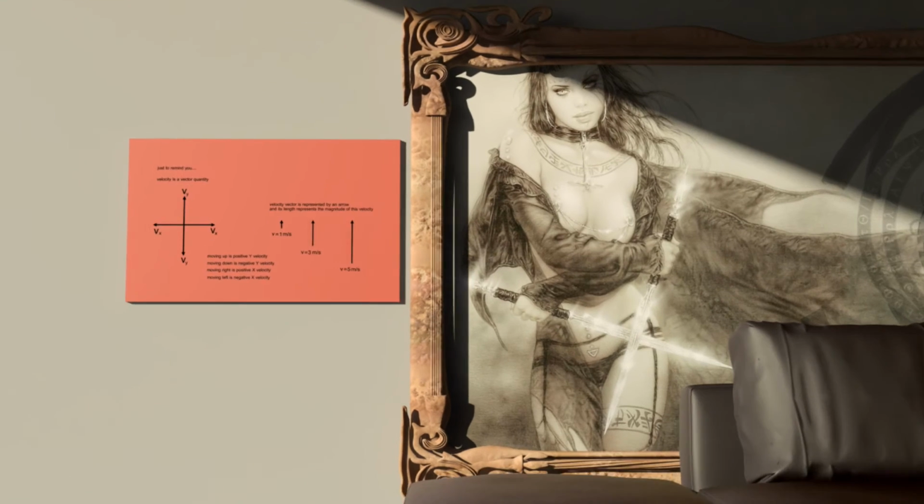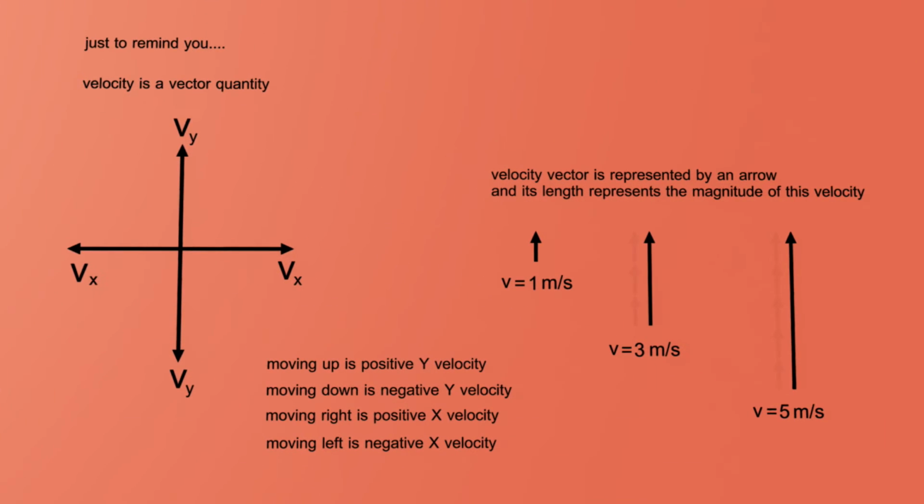Before we proceed, let's have a quick reminder of vectors. We know that velocity is a vector quantity, so it can be represented by an arrow. The length of this arrow represents the magnitude of the velocity, while the direction of the arrow represents the direction of the velocity.